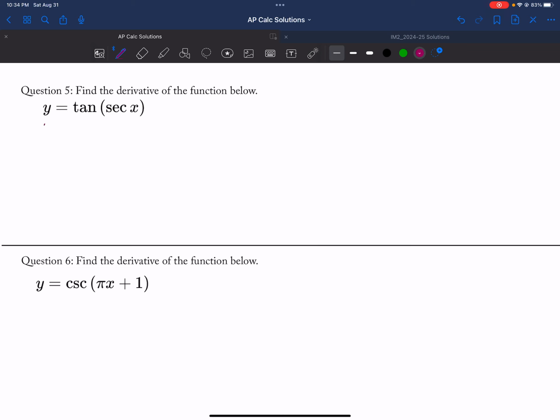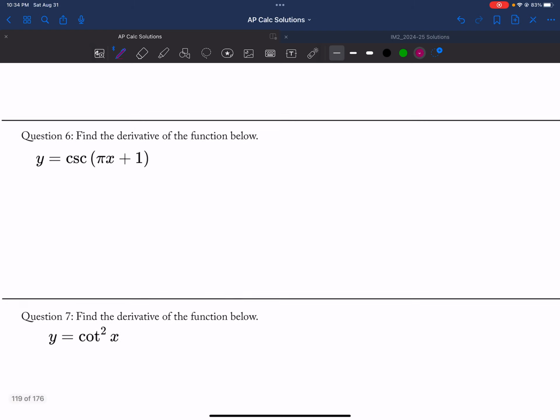Okay, so the derivative of tangent is secant squared. And then the derivative of secant is secant tangent. And I probably would just leave it like that.